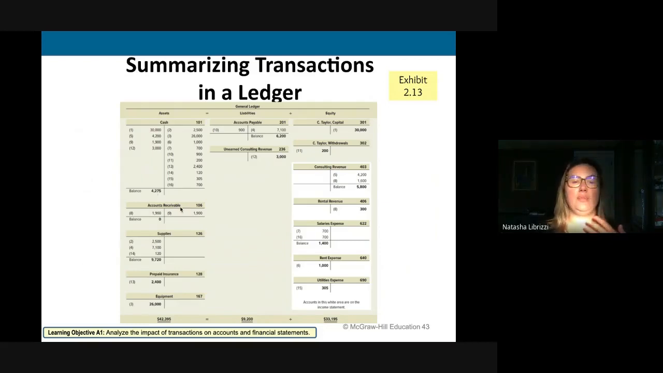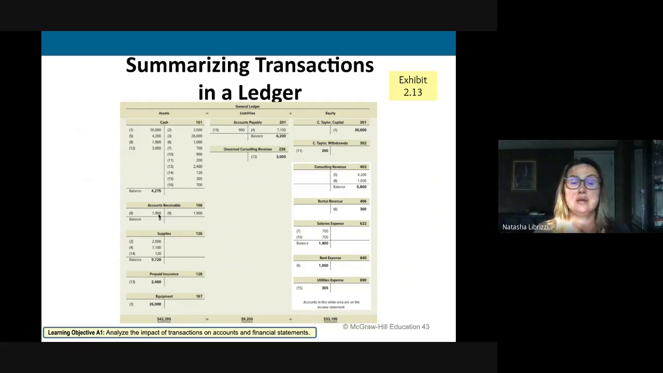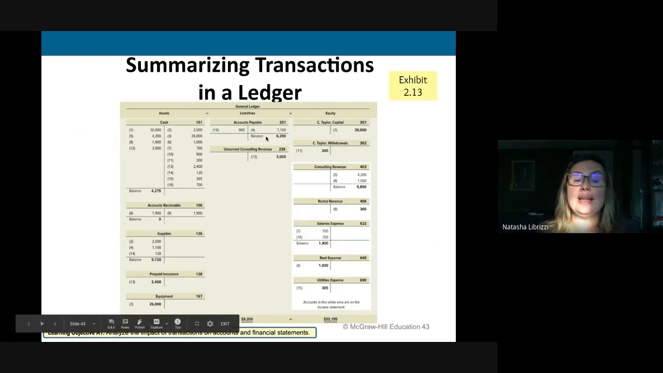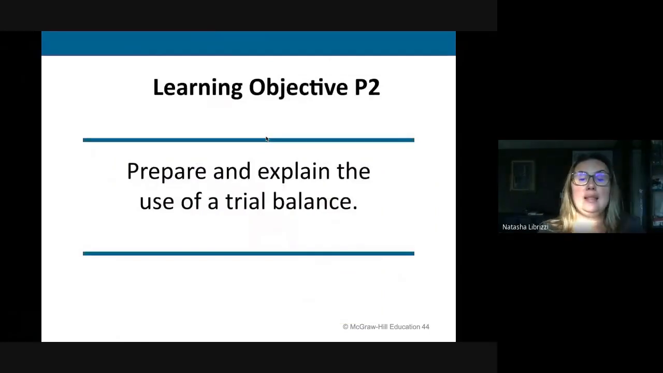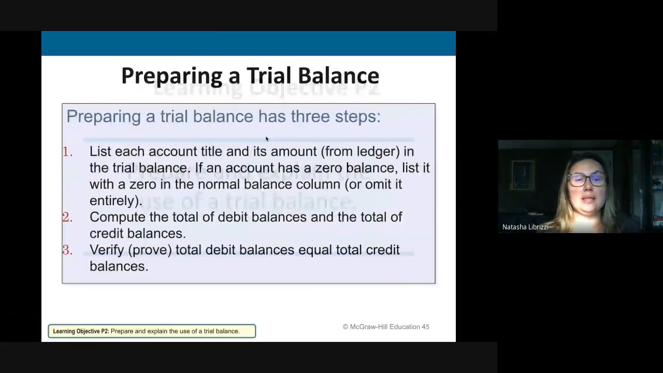For example, accounts receivable: you've been paid already by your customer, so the balance is zero. So things did happen, but at the end of the day, it's a zero. That's all they need to know. So each of those totals is going to go to my trial balance. And this is where we're going to talk about the trial balance.